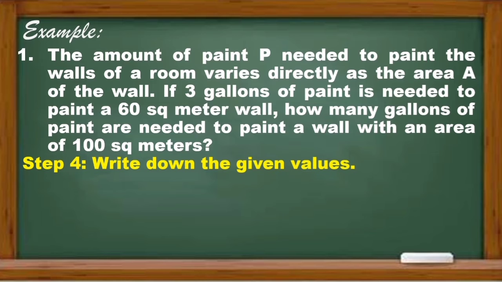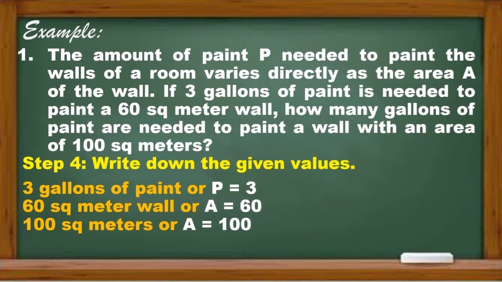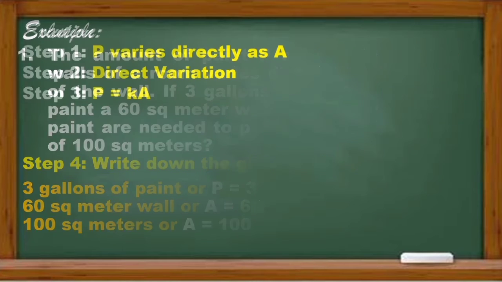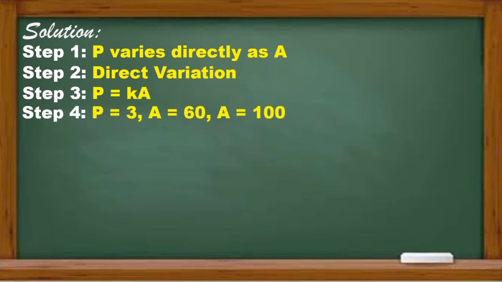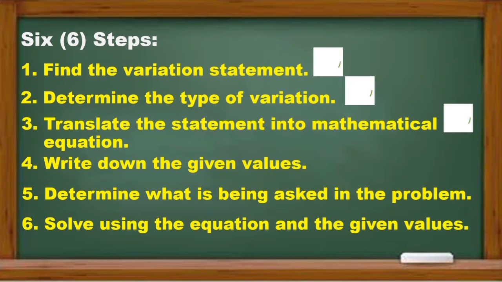Step 4. Write down the given values. These are the given values. 3 gallons of paint, or P is equal to 3. 60 square meter wall, or A is equal to 60. 100 square meters, or A is equal to 100. At last, we are done with step 4.